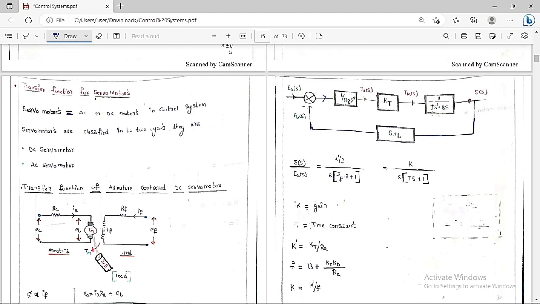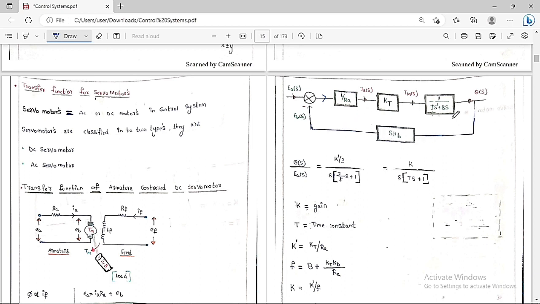So you can see clearly this is I(s) equal to (E(s) minus Eb(s)) by Ra, and Tm(s) is equal to Kt into I(s), and theta(s) is equal to Tm(s) by (J s square plus B s), and Eb(s) is equal to s into Kb into theta(s). So with the help of these equations, we have drawn this block diagram.